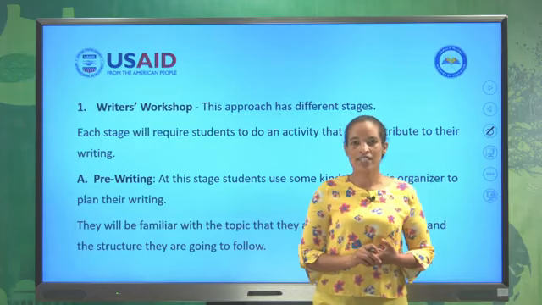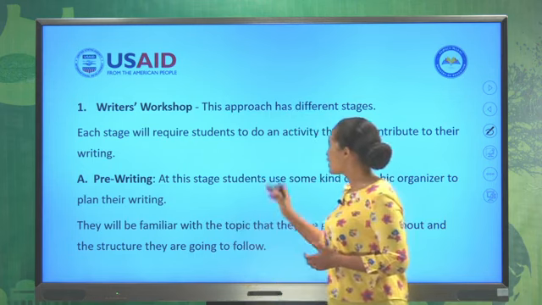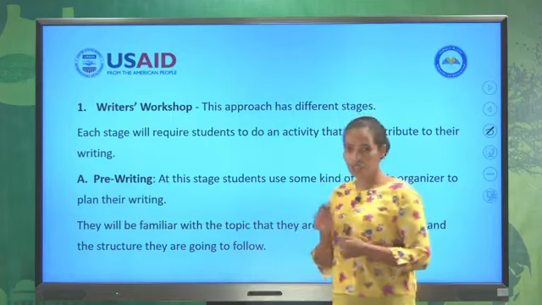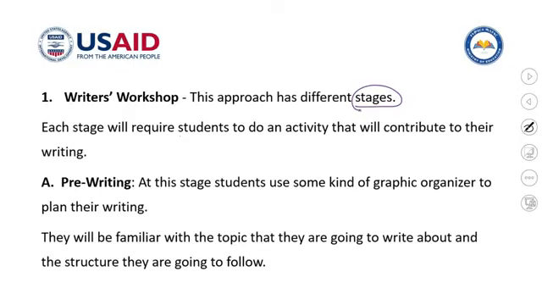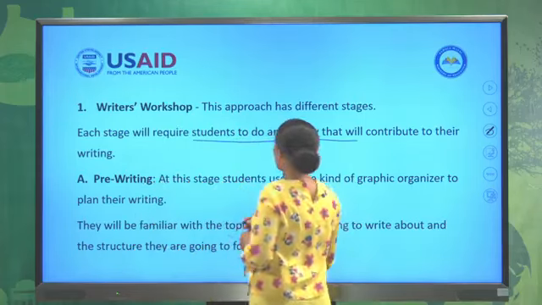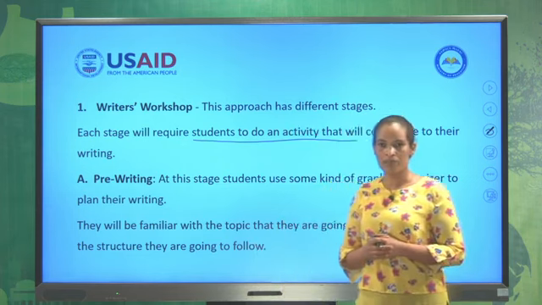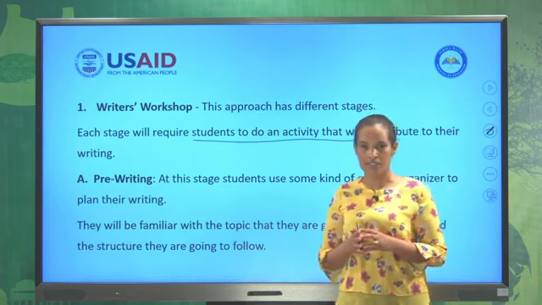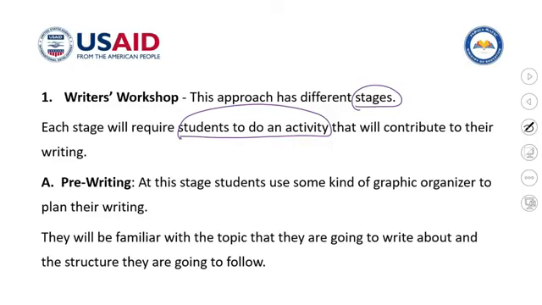The first one is writer's workshop. This approach has different stages by itself, and each of the stages requires students to do an activity that will contribute to their writing. In each of the stages, if we engage our students to do an activity, they can master this step of writing.